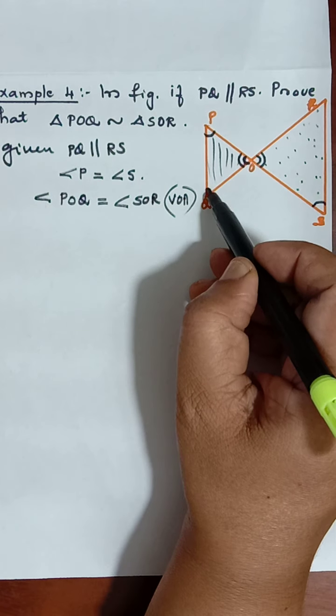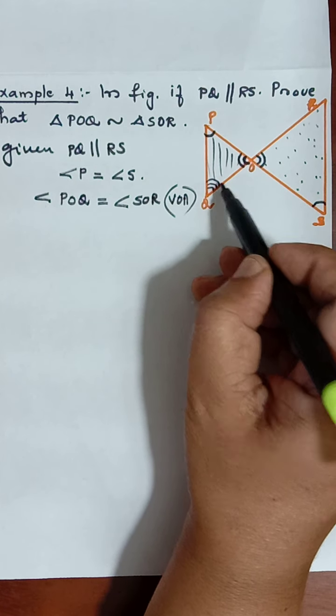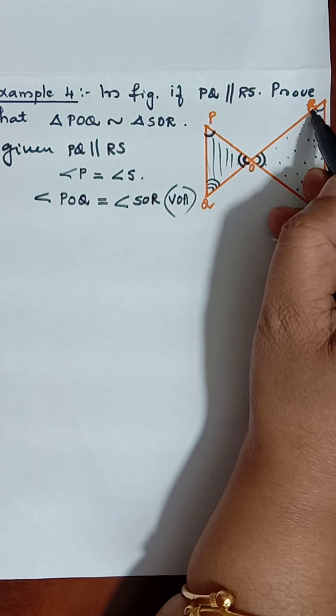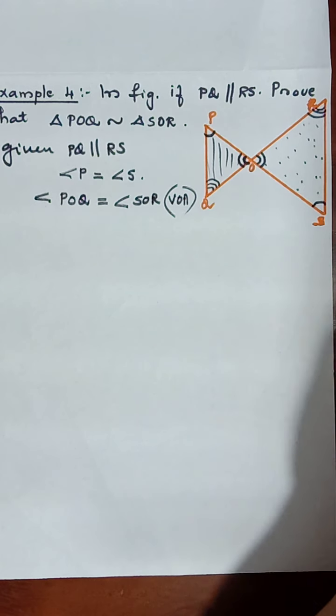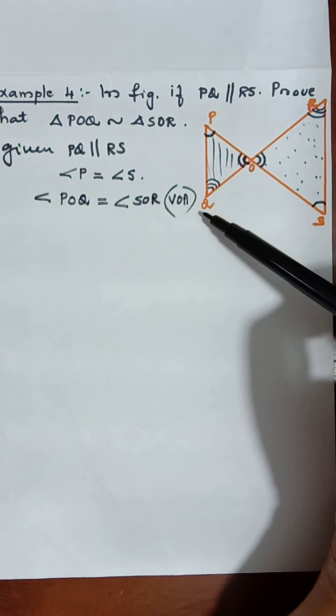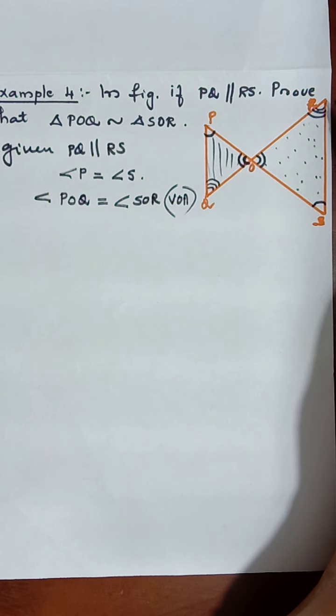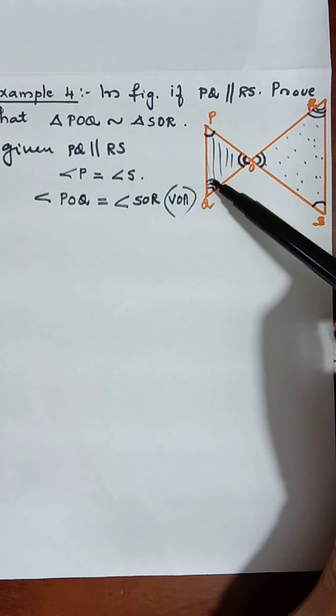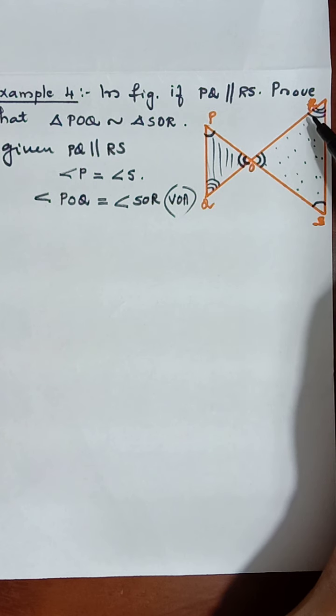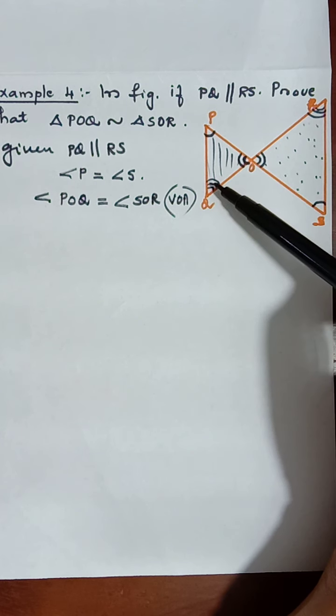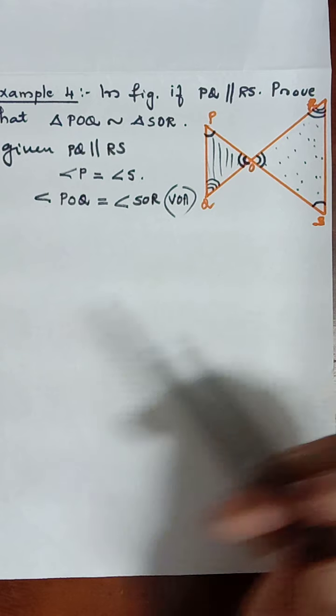Here these angles are also equal. This angle Q will be equal to angle R. What is the reason? Same reason. PQ parallel to RS and QR is the transversal, such that this angle Q will be equal to angle R. They are alternate interior angles.